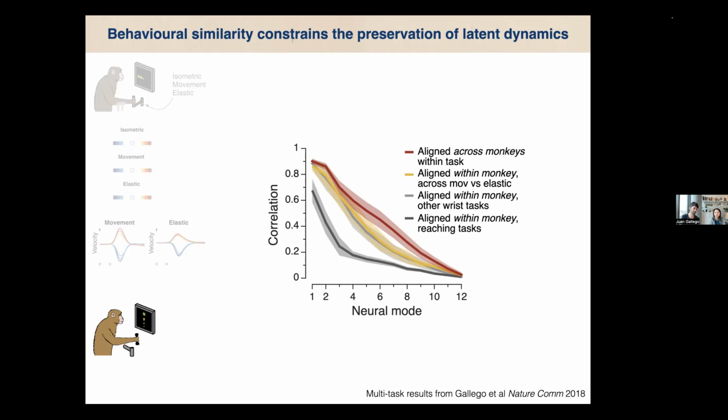So to me, this is the most convincing analysis, and I remember we were very happy with these results because it shows that even if you are looking at different neurons and different brains, you see more preserved latent dynamics than if you look at the same animal doing two things that seem very similar. Okay.